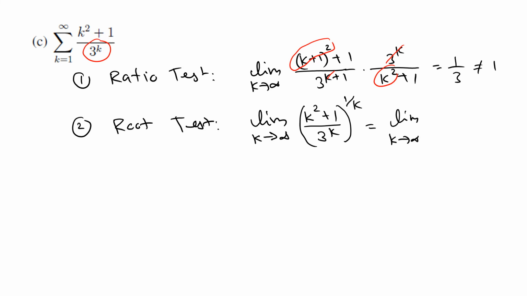So if you ignore this 1, you can write this one as the limit of k to the 1 over k, squared. We did a similar calculation before. And then here also 3k to the 1 over k. And you can see that you end up getting 1/3 again, which is not equal to 0. So that means the root test works.